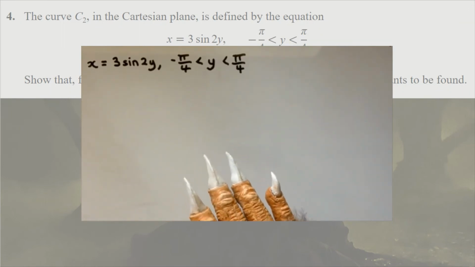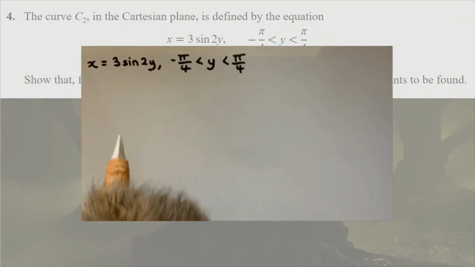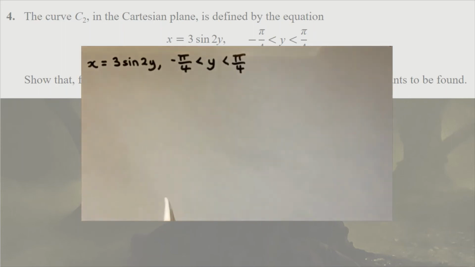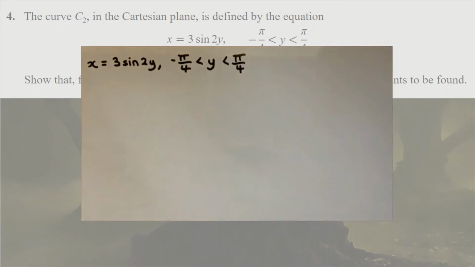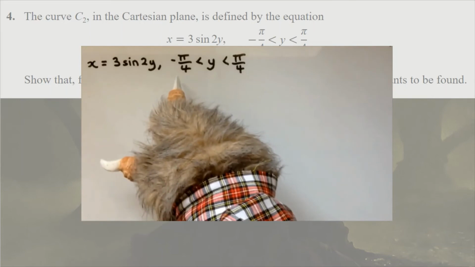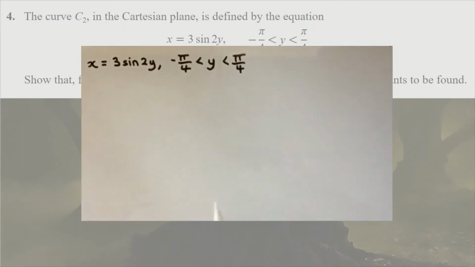Alright, so the last question for today, we have a function, a curve defined in this particular way. So x equals 3 sine of 2y, and so x is the subject. The range of values of y are from negative pi over 4 to pi over 4. So our task is to show the derivative can be written in this particular form. This is a very popular type of question that's come up on the new specification, and it's worth getting good at these types of questions, and you can set them up yourself if you like as well.